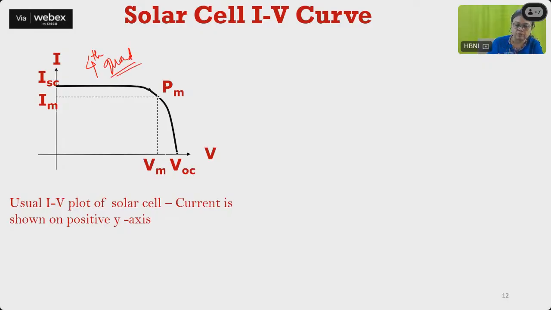Okay. We have got this voltage. This is the current. So this is the open circuit voltage and the short circuit current. So what do the open circuit voltage and the short circuit current mean? These are two very important parameters of a solar cell.